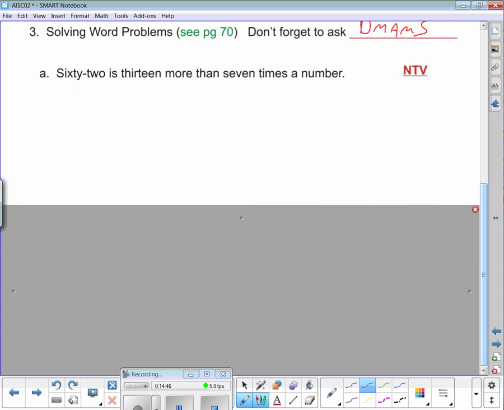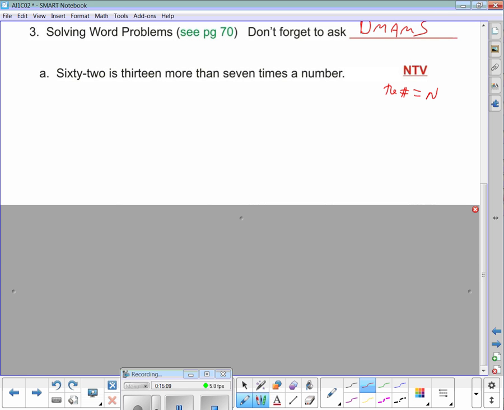62 is 13 more than 7 times the number. All right, this is a pretty simplistic one. Naming the variable is pretty simplistic. All you have is the number. What do you guys want to call it? N. All right, we'll call it N. You could call it Q or T or V or Z or whatever you want if it doesn't tell you. This one doesn't tell us.